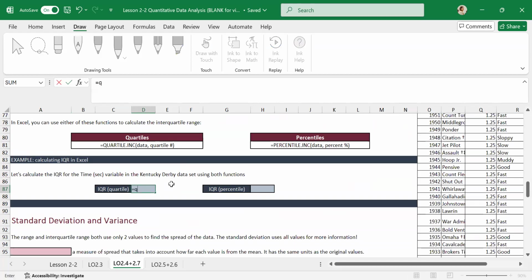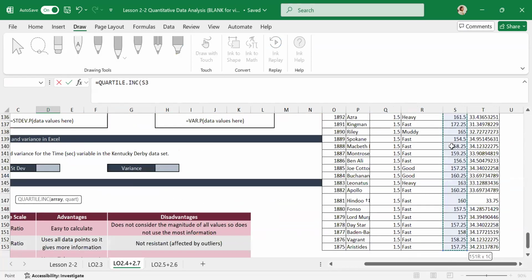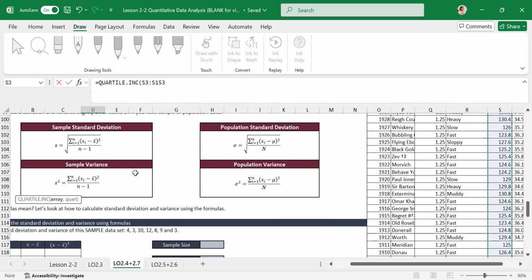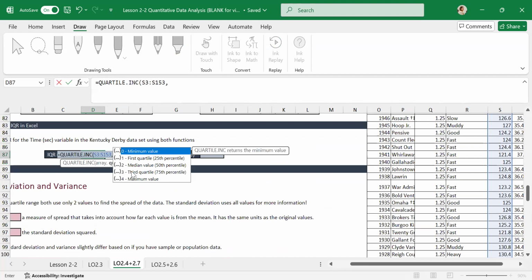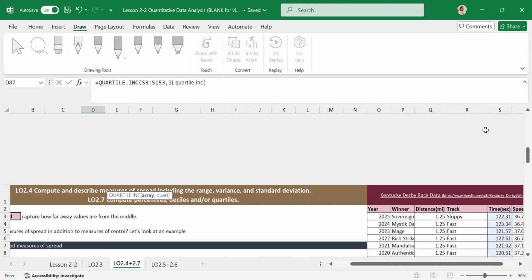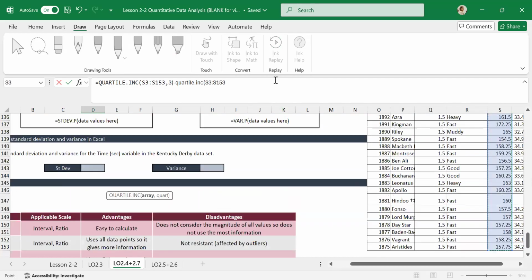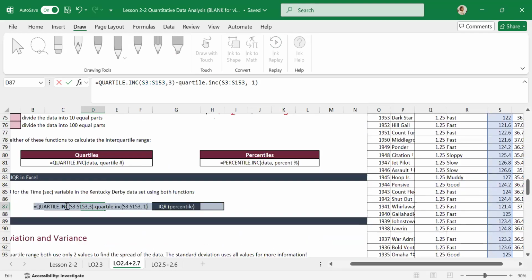If I wanted to use the quartile function, I would start with quartile.inc. That's my function for including the max and the min, which we did when we calculated it by hand. Then I'd select my data set and I have to say which quartile I want. It actually gives you the list here. The third quartile would be Q3, and then the interquartile range is Q3 minus Q1. So then I'd have to do a minus quartile.inc, select the exact same data range again, but this time quartile 1, because I want Q3 minus Q1.